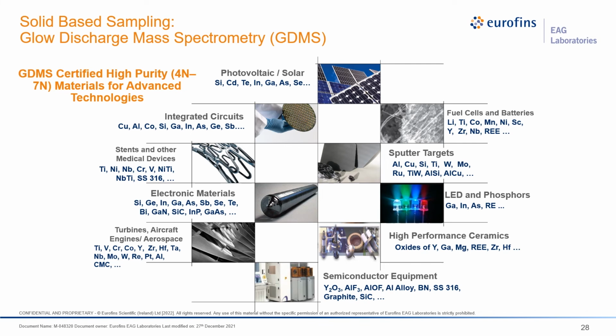So just to demonstrate some of the materials that GDMS really excels at working with for purity surveying, here are some of the routine materials we certify, including semiconductor materials, sputter targets, medical stents, for example, high performance ceramics, fuel cell material.